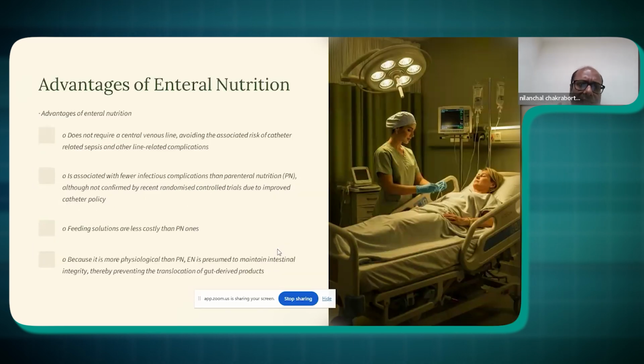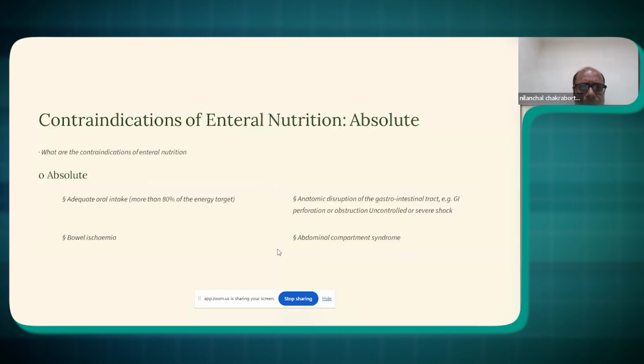So what are the advantages of enteral nutrition? It doesn't require an extra central line, so its complications are prevented. There are fewer infectious complications, and of course the feeding is less costly, and it is more physiological and maintains the intestinal integrity. Contraindications: there are only absolute contraindications when there is bowel ischemia or chances of perforation. So with disruption of the GI tract you cannot feed the patient, or if intra-abdominal pressure is high and abdominal compartment syndrome may be precipitated, then you avoid enteral feeding.